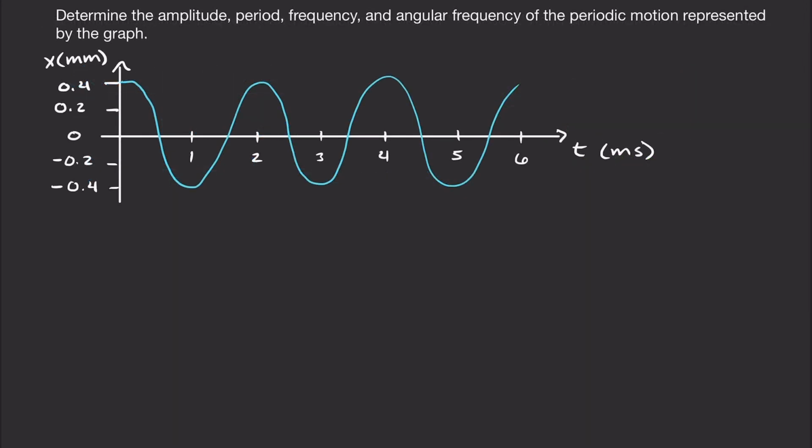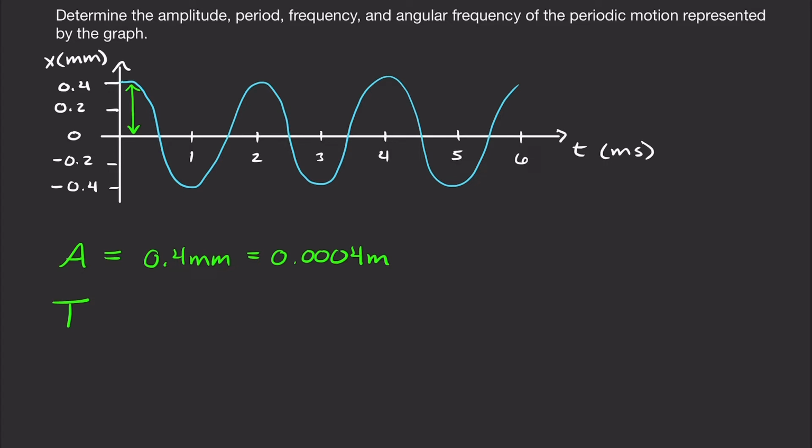In the next problem, we're going to determine the amplitude, period, frequency, and angular frequency of the periodic motion represented by the graph. So the first thing we can get is the amplitude. So this is just the maximum distance away from equilibrium. So if 0 is equilibrium, then our maximum displacement from equilibrium is just the distance from 0 to the peak, or 0.4 millimeters, which would be 0.0004 meters, or you could write that in scientific notation.